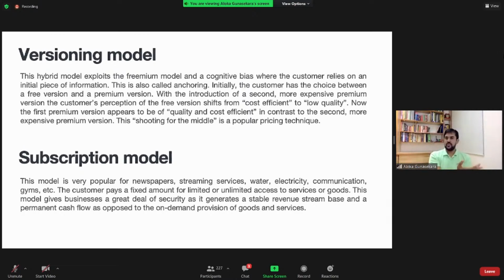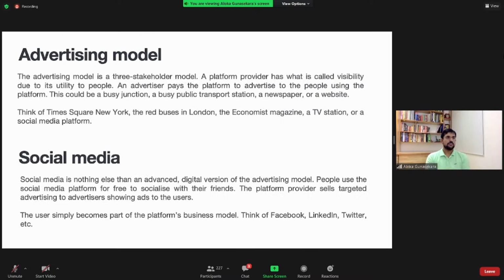Then you have subscriptions. If you are using Netflix, there you go. That's subscription. Or if you have Spotify or you're using Apple Music, any of those services, you have a subscription model that you're using. And advertising.